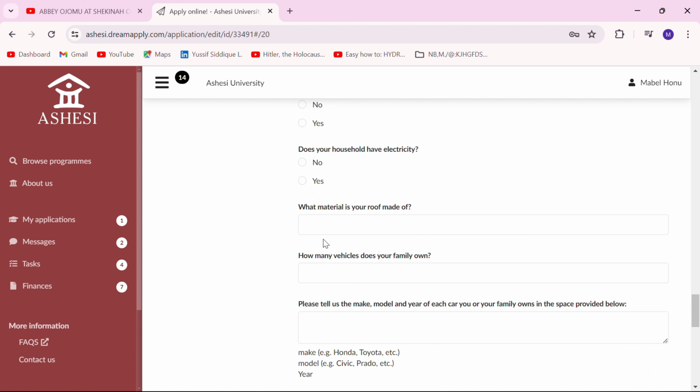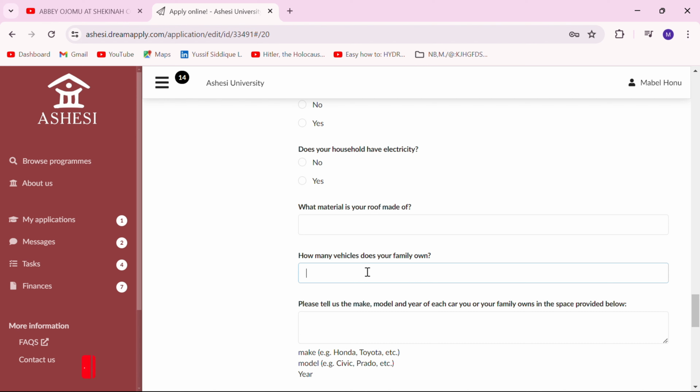And then you also choose if your family has electricity. Then here they want to find out the kind of material your roof is made of. So if your roof is made of aluminium, thatch, metal roofing, any material that your house roof is made of, you just indicate that here. And then if your family owns vehicles, you put that here. So vehicles including your own vehicle.